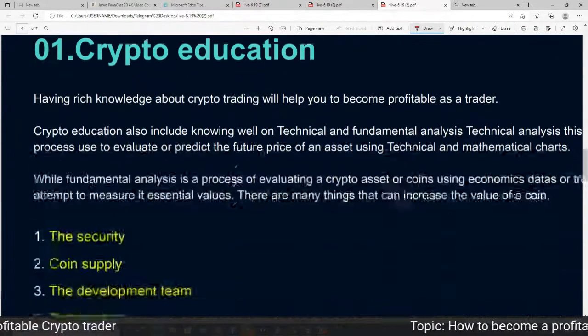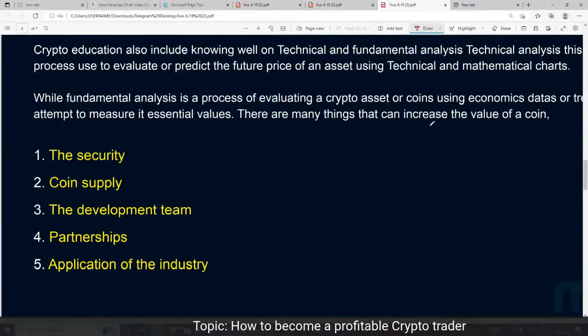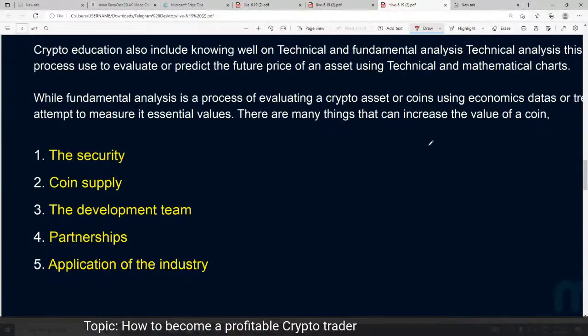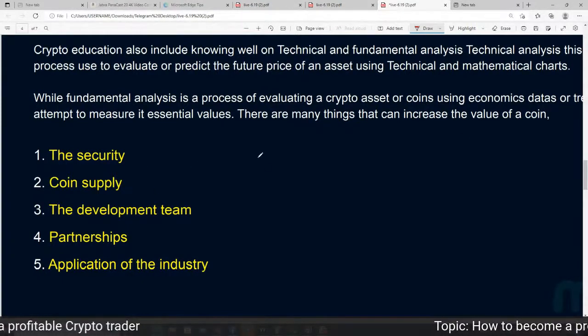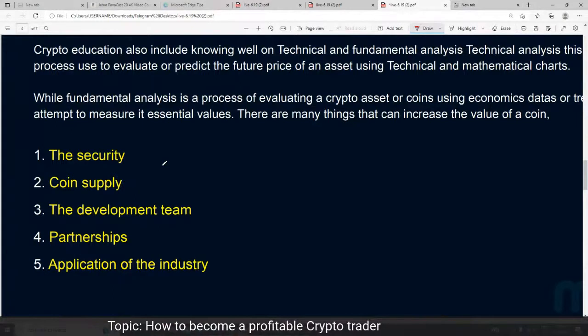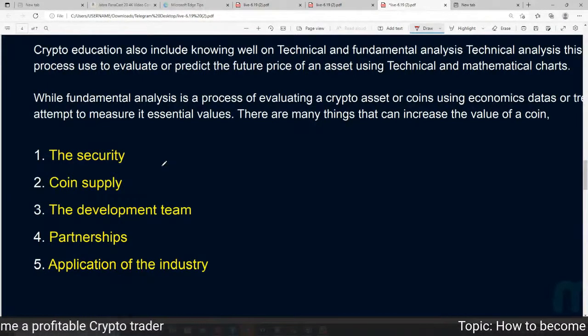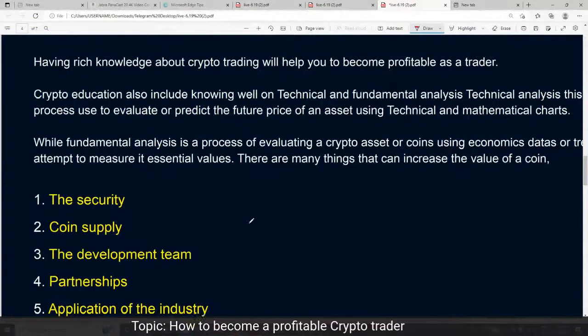Now let's look at the basics. There are many things that can increase the value of a coin. One is the security of that coin. Second is the coin supply. Third is the development team. Fourth is the partnership. Then the application in the industry. You can't rule all these things out while analyzing a coin.